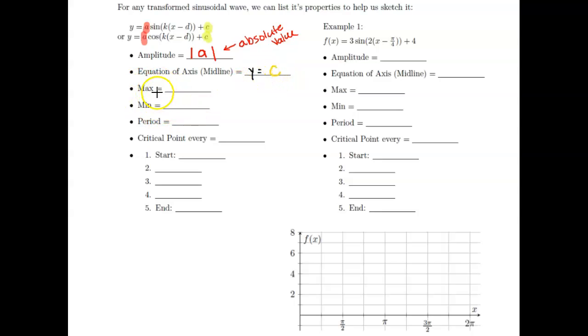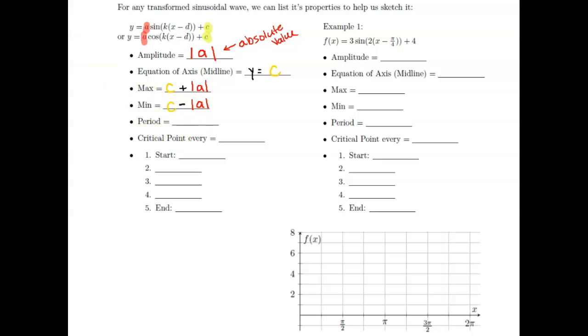Now, my maximum and my minimum. So we saw that I went from my midline up to my amplitude, which would have given me my maximum. So I can use these two values here, because the value of my max will be C plus the absolute value of A, right? So if this was 3, it would have been 3 plus 2. And my minimum is going to be whatever that C value is, minus my absolute value of A. Okay? And again, we'll see an example of this shortly.